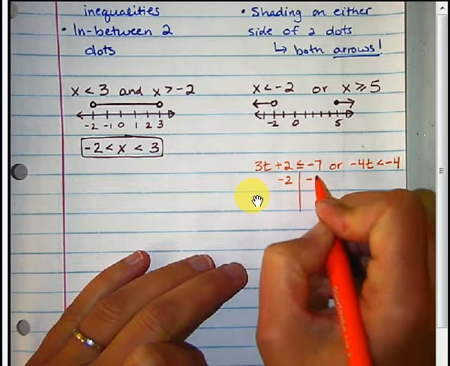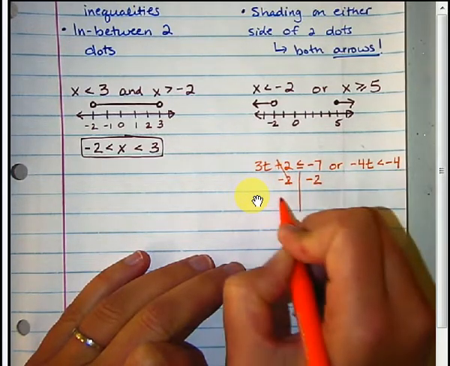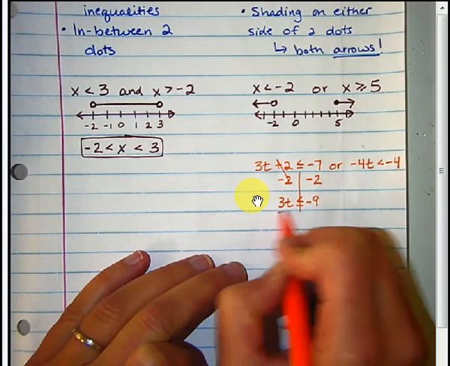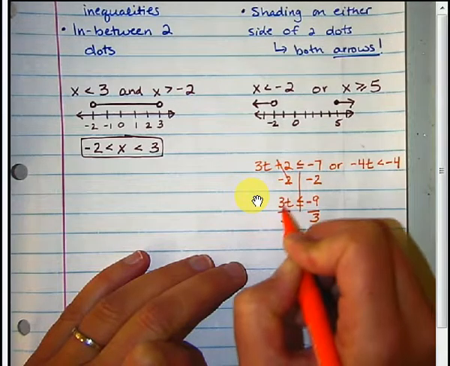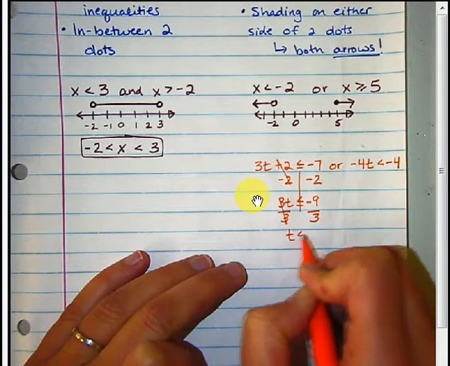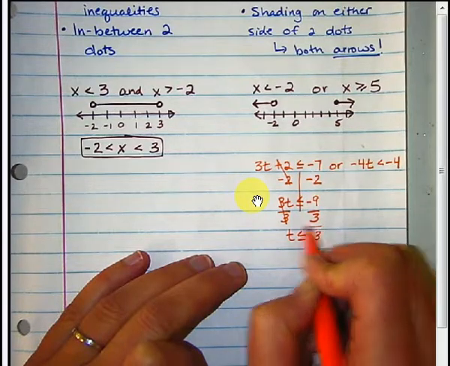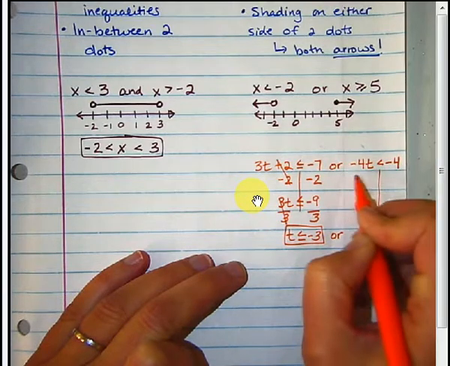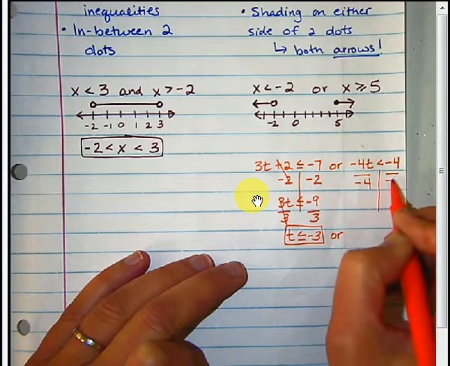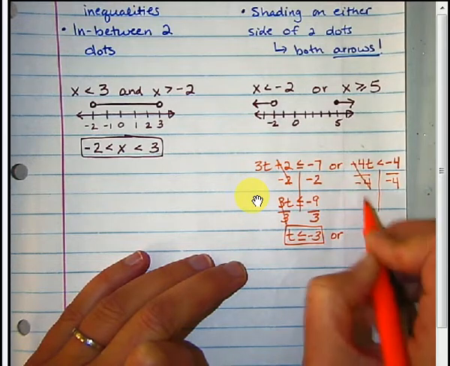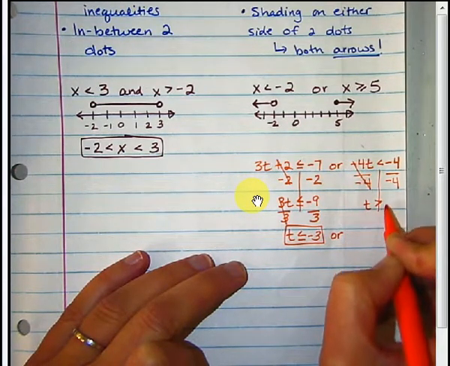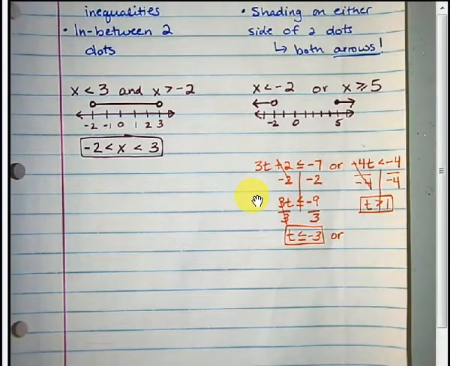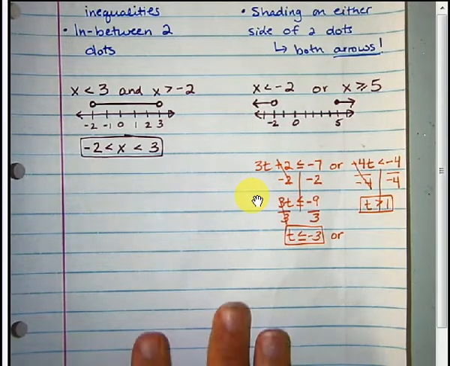So I'm going to subtract 2 on each side here. That goes away. I've got 3t is less than or equal to -9. Divide by 3. I am not dividing by a negative. So that's just going to be t is less than or equal to -3. So there's my first one. Or I'll solve my other one. This one I just have to divide by -4. But when you divide by a negative, you flip the symbol around. So that's t is greater than 1. And just kind of make sure that there's not going to be anything that matches. Nope, there's not going to be a number that will fit both of them.